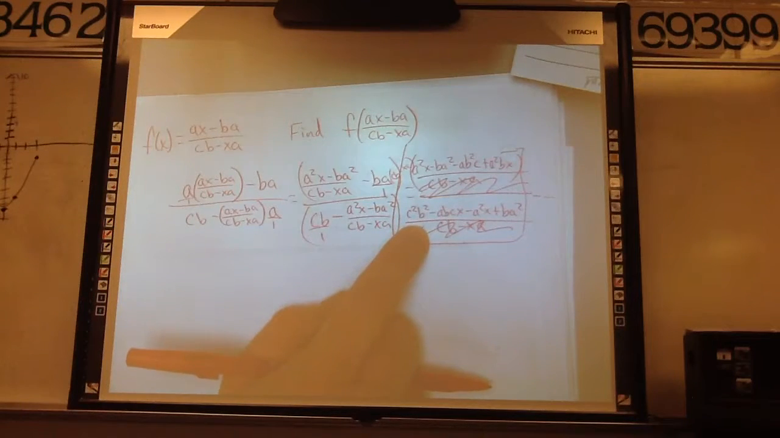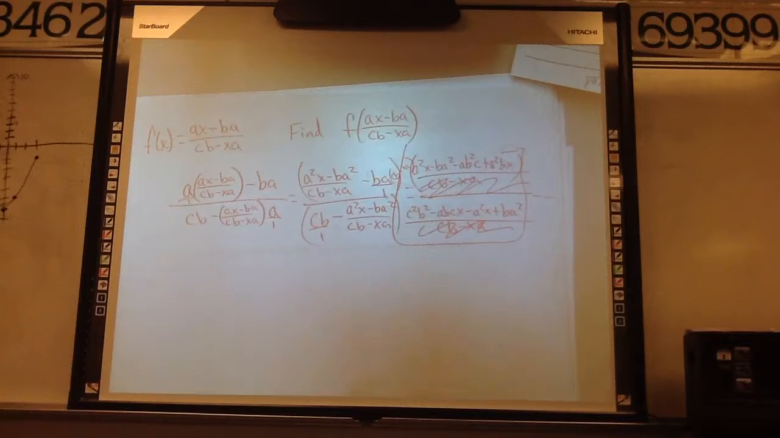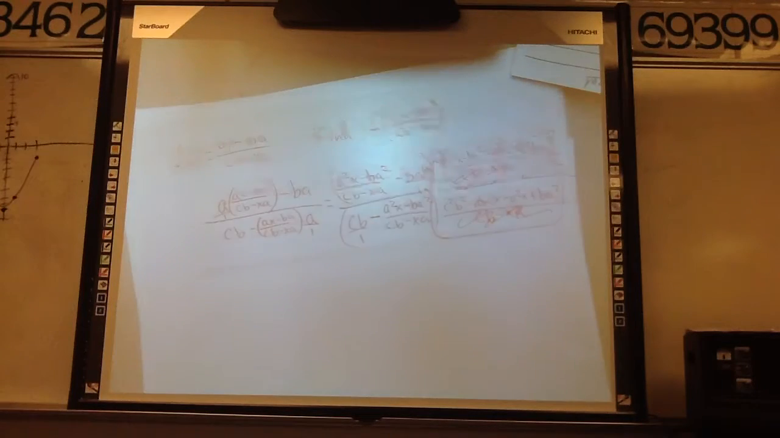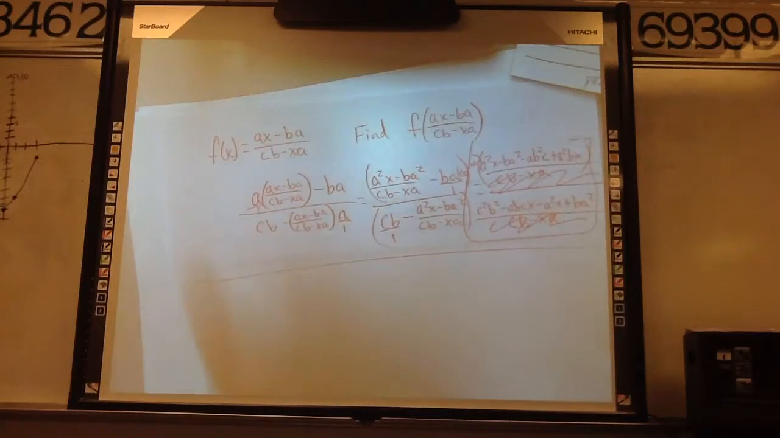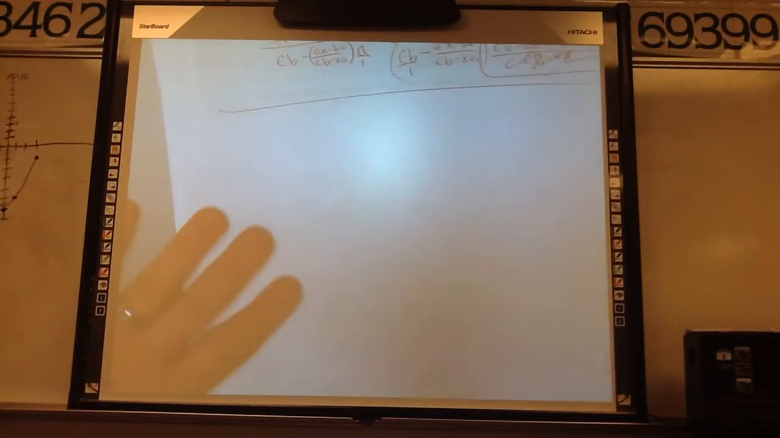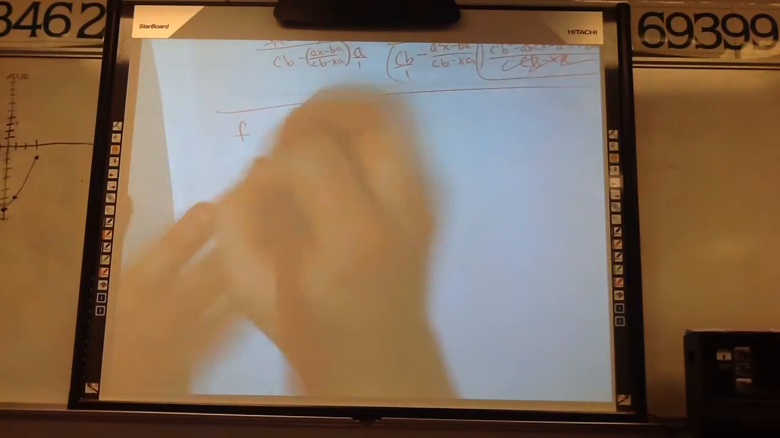I'm hoping the one in here will work out nicer than the one we just randomly made up, because that's a little bit of a mess. But that's the idea. Let's make up another one.